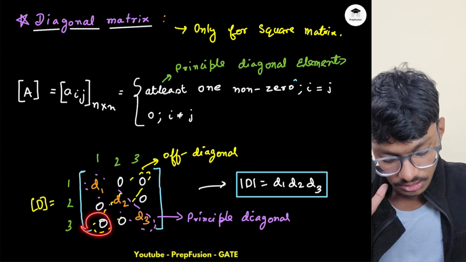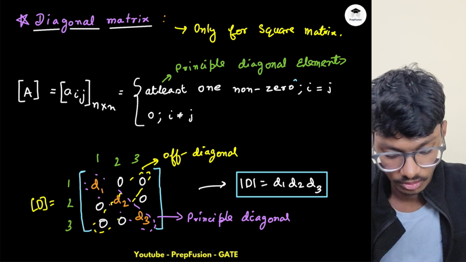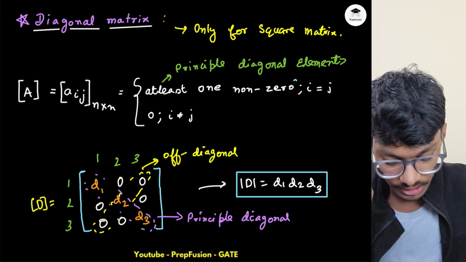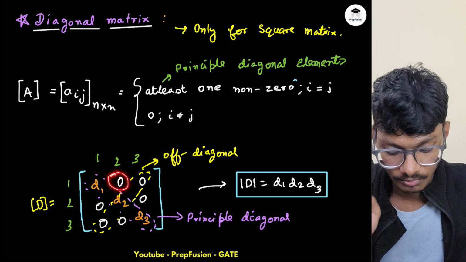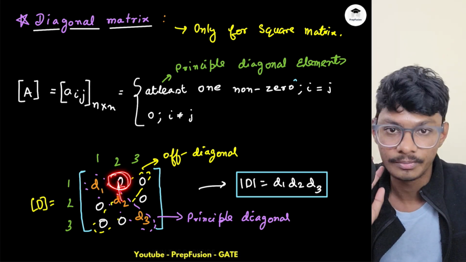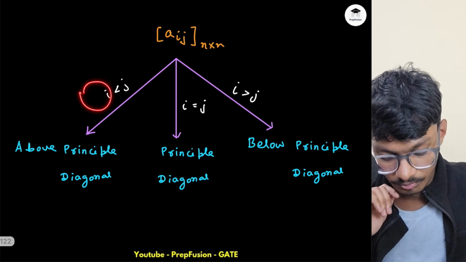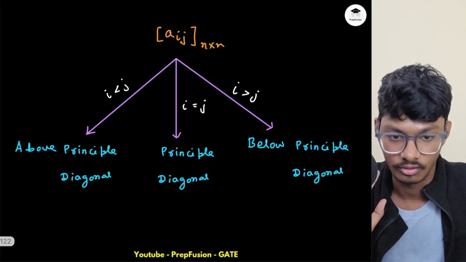Next is this element. Again, my row is greater than the column, so this is below the principal diagonal element. Now let's come to this one. Here my column is the second column and my row is 1. So this is above the principal diagonal. The number of rows is lesser than the number of columns. Columns is greater.